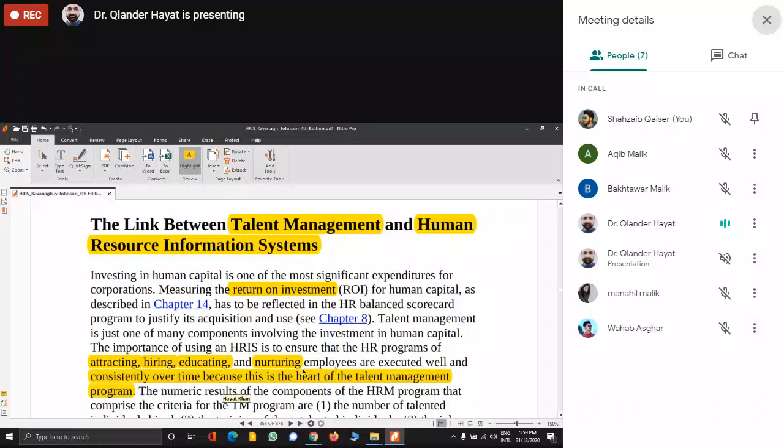In simple words, if I describe the relation between the human resource information system and talent management, we can say that the human resource information system can play a better role in attracting, hiring, educating, and nurturing talented employees consistently over time, because it is the core of the HRIS.